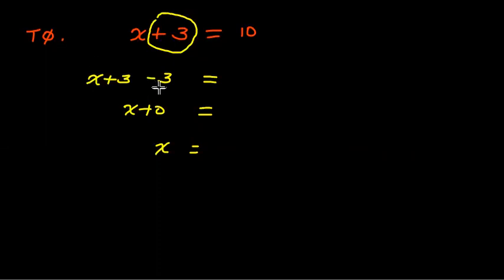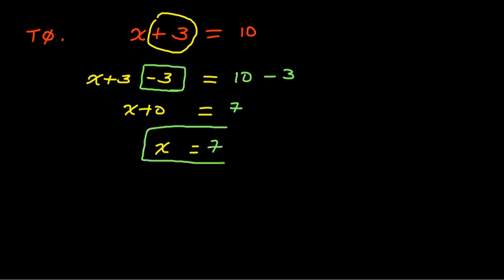But right here, this is considered magic, because where did this minus 3 come from? I know why it's there, but I don't know where it came from. Because of that, I have to do the same thing on the other side. So I have to say 10, which is there, minus 3. This becomes 7. Hence, x is equal to 7 is my answer.